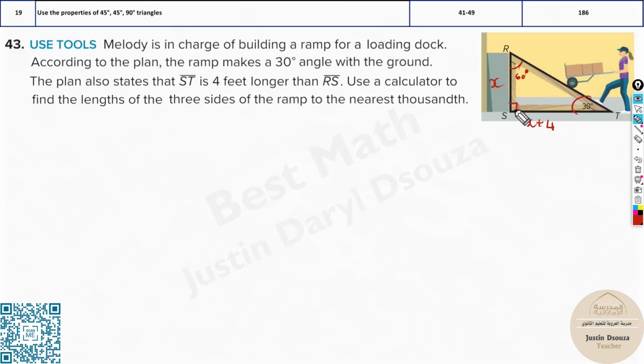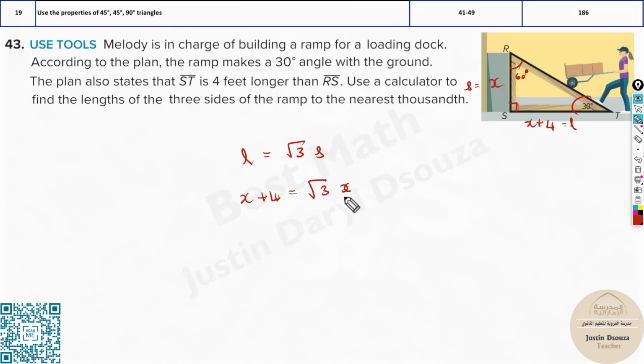Now here, what is the relationship? We have this RS to be the shorter side and this one is the longer side. This is a 30, 60, 90 triangle. We know from the special triangle, L will be equal to square root 3 times S. Now just substitute L and S. So L will be X plus 4, that is equal to square root 3 X.